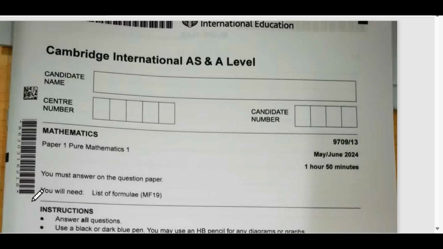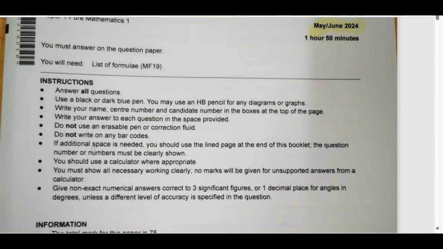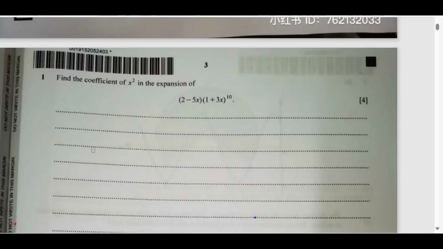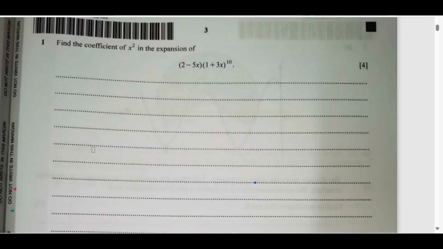Hello everyone. Today we are going to discuss the new paper of May-June 2024, paper 1-3, from the year 2024. Now the first question is to find the coefficient of x square in the expansion of this. So how can we expand this one? First of all we need to expand the first one, that is (1 plus 3x) whole power 10.